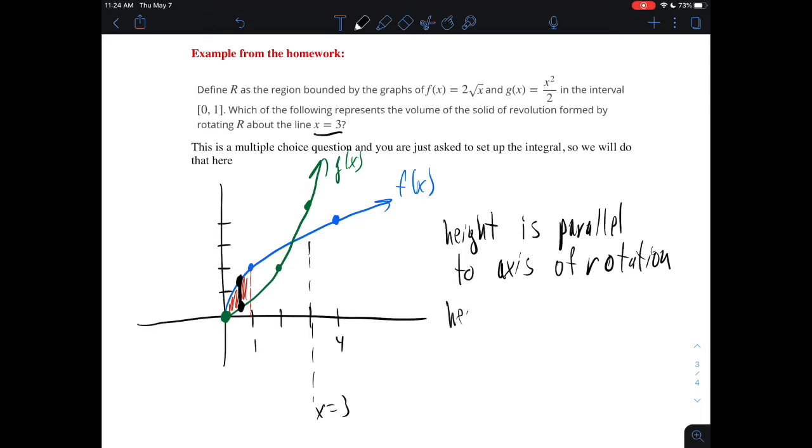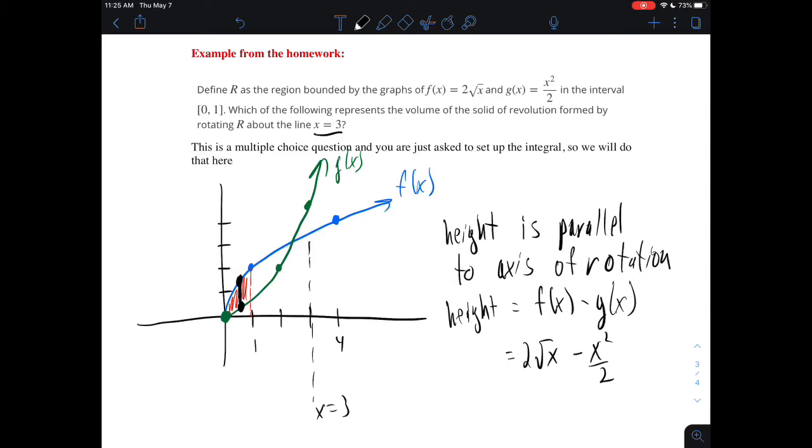So the height is really just f of x minus g of x. See how that theme from section 6.1 keeps coming back, this idea of subtraction. f of x is the function 2 square root of x. And g of x is the function x squared over 2.